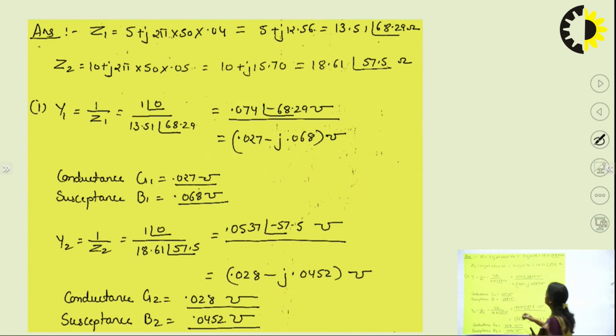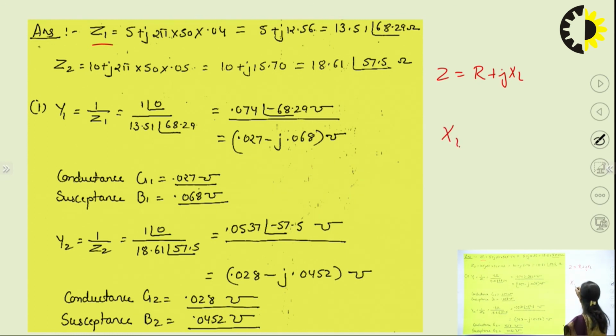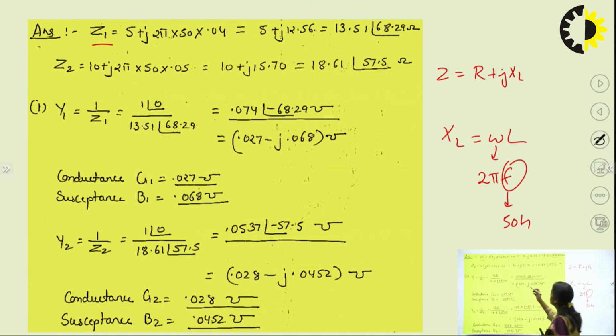First, what will you find? You will find the impedance Z1. Z is equal to R plus jXL, right? The value of XL is not given, but the value of L is given. You know that XL is equal to omega L, and omega is 2 pi f, and the frequency is given as 50 hertz. So you can simply find out the value of XL.